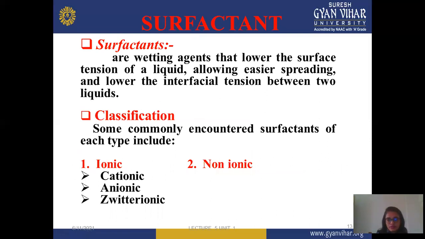Next is types of surfactant. First, you should know what a surfactant is. Everyone knows that surfactants are active agents which reduce the surface tension or show more solubility. Surfactants are wetting agents that lower the surface tension of a liquid, allowing easier spreading and lowering the interfacial tension within the liquid.